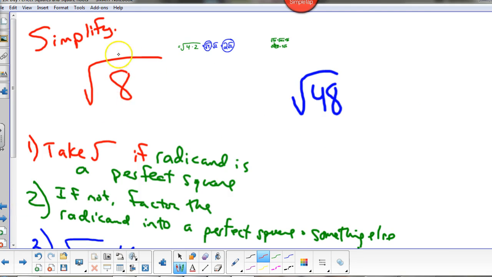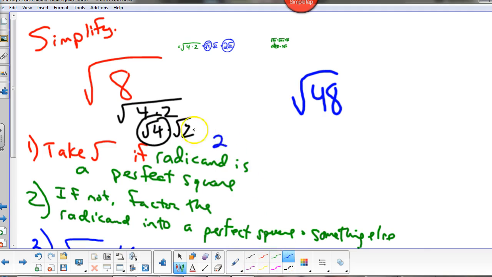And the square root of 8 is similar to that. I don't know what the square root of 8 is. It's irrational, right? But it's not simplified because I can break 8 into 4 times 2, and the square root of 4 times the square root of 2. Well, the square root of 4 actually can be the whole number 2. So this turns into 2 root 2.